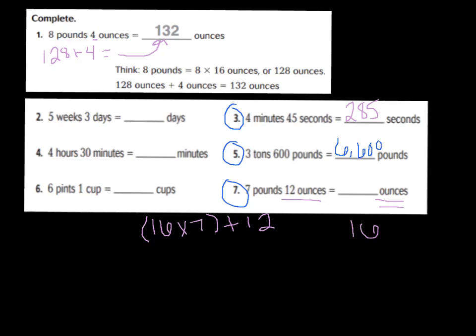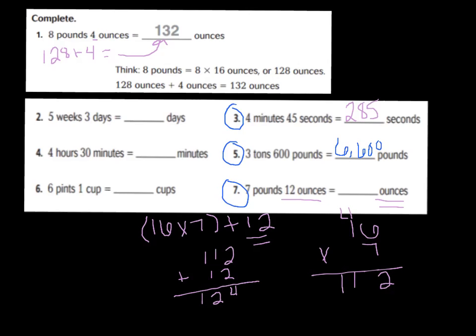Well, 16 times 7, I know that 6 times 7 is 42, and 7 times 1 is 7, plus 4 is 11. So I should have 112. 112 plus my extra 12 ounces, you should have 124 ounces. So there are 124 ounces in 7 pounds, 12 ounces. I hope your answers came out just like mine.